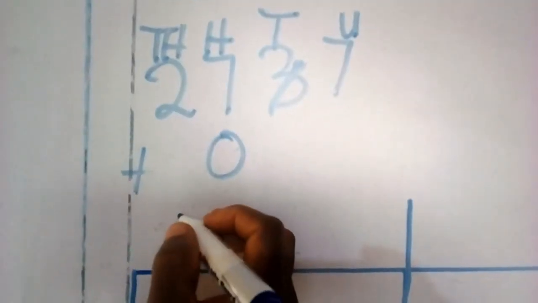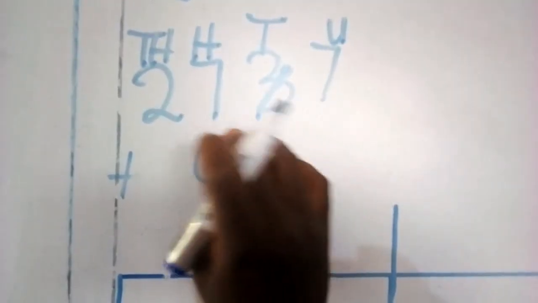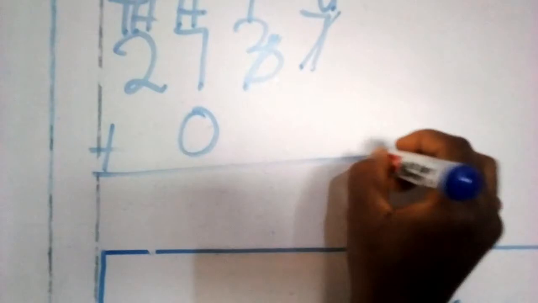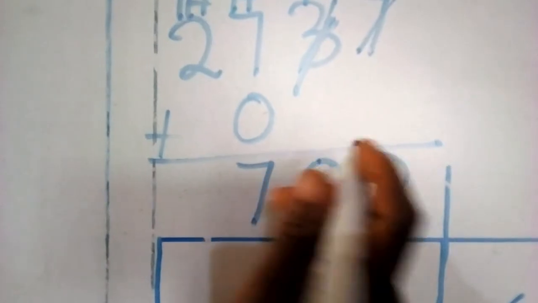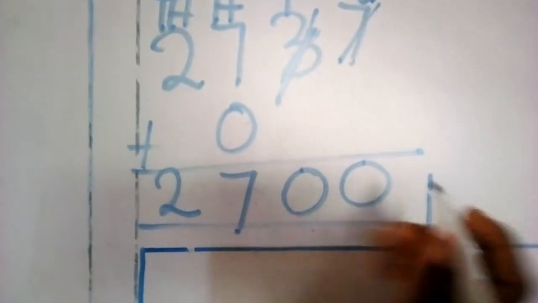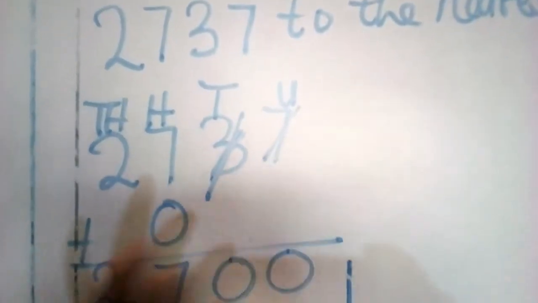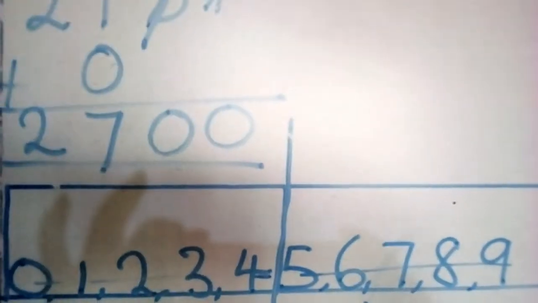From our chart here, where does 3 belong? 3 belongs to 0. So we say plus 0 to the hundred. Remember I said all the numbers behind the one you are looking at become 0. So here has become 0, and this one 0. 7 plus 0 is 7. And we bring down our 2. So 2,737 to the nearest 100 has become 2,700. Okay?